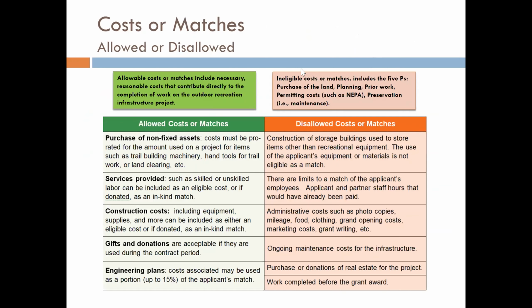If we look at what's in allowed or disallowed costs or matches, we can see that allowable costs or matches include necessary, reasonable costs that contribute directly to the completion of the work of the outdoor infrastructure project. Please read this list carefully. For ineligible costs or matches, we like to use the 5 Ps: purchase of land, planning, prior work, permitting costs, and preservation, i.e. maintenance. If you have any questions about these, please reach out to the OOR staff and we can help you decide if it is going to be an allowed or disallowed cost. You'll see our contact information on the last slide.